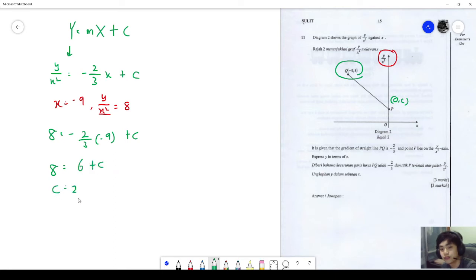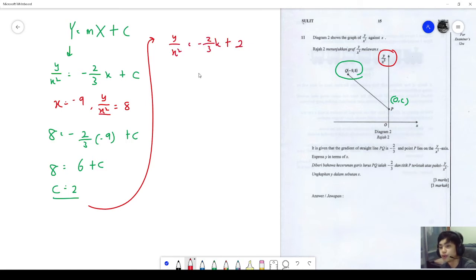c equals to 2. So since we know c equals to 2, y over x squared, I think I better use a different color, otherwise you'll get a bit messy. Y over x squared equals to negative 2 over 3 x plus 2. So making y the subject, we have y equals to negative 2 over 3 x cubed plus 2x squared, and this is done.